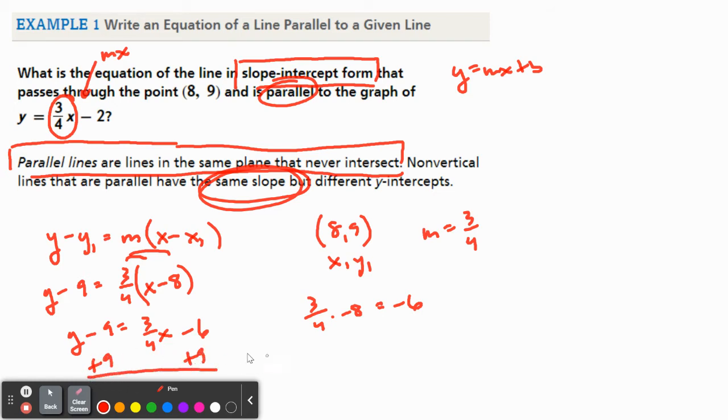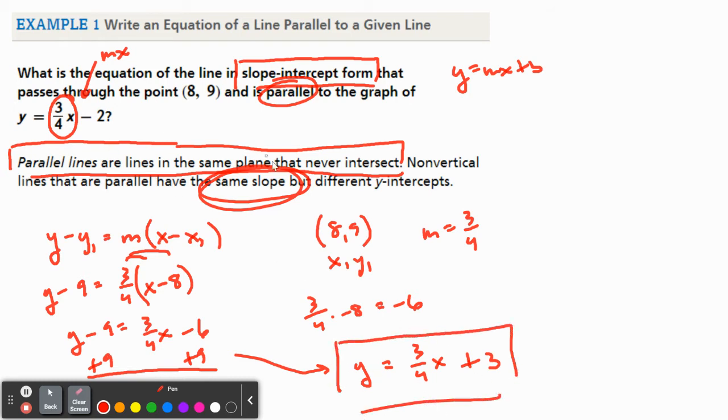I'm going to draw my line. I'm going to bring it right over here. So y comes down, the 9's cancel, equals 3/4 x comes down. And then again, just Desmos, negative 6 plus 9. That's a positive 3. And this would be the equation of the line going through the point 8, 9 that is parallel to the line y equals 3/4 x minus 2. That's our goal today, writing some lines. Okay, so that was the parallel line example.